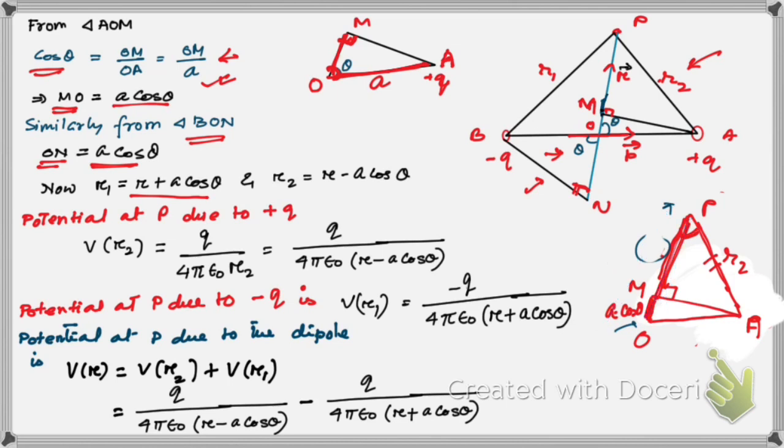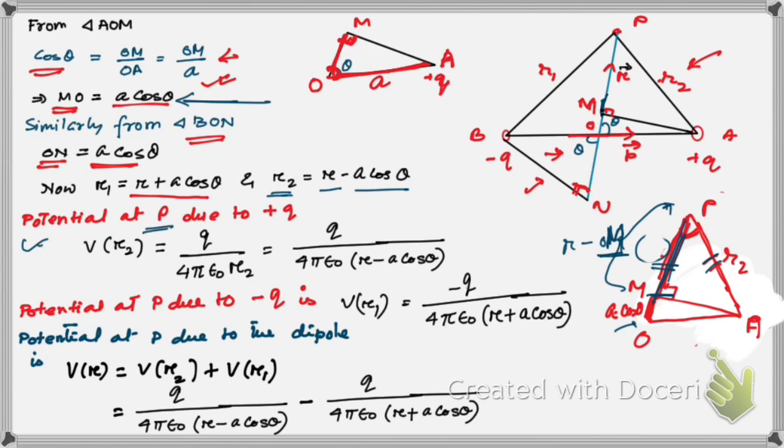Now you see, as I have told, PM is almost equal to PA. That's why the length from P to M will be R minus OM. OM we have got, you can see OM is A cos theta. So R2 is equal to R minus A cos theta we have got. So hope you have understood this.